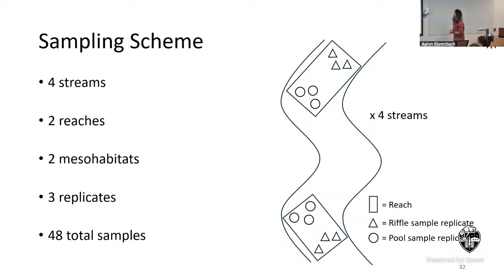So our sampling scheme, we had 4 different streams. Those 4 different streams within the wildernesses that I mentioned, we had 2 reaches on each stream, so upper and lower reaches. We had 2 mesohabitats within each reach, so riffles and pools, and then within each riffle and pool, we had 3 sample replicates. So we had a total of 48 samples.